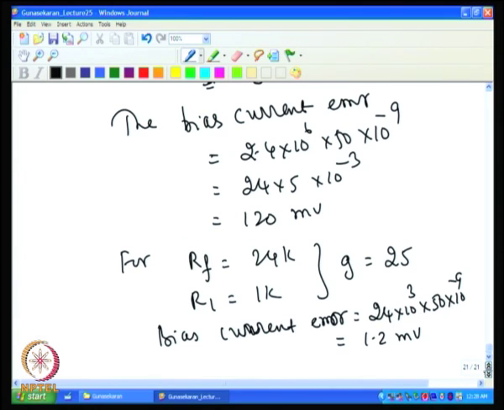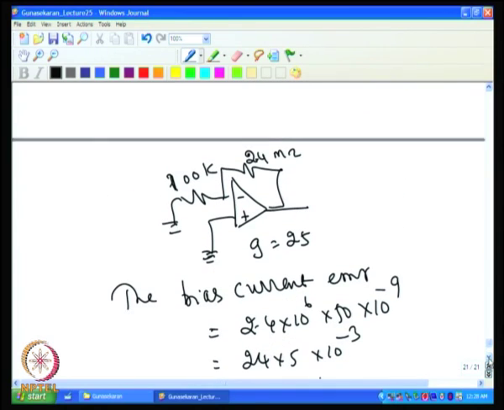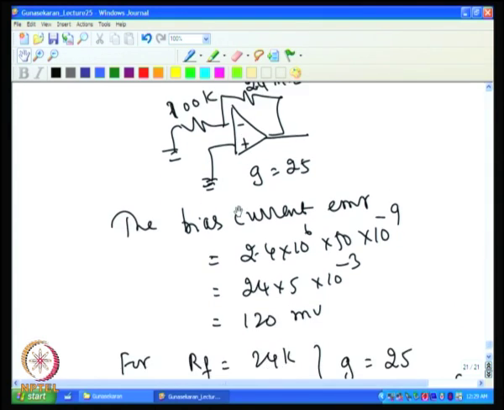Now we may wonder why we worried only about one bias current, the current flowing through the minus terminal, and never worried about the bias current flowing through the plus terminal. In this case the current does flow through the plus terminal as well, but it is not developing any voltage because there is no resistance there, so we are not worried about the plus terminal error.